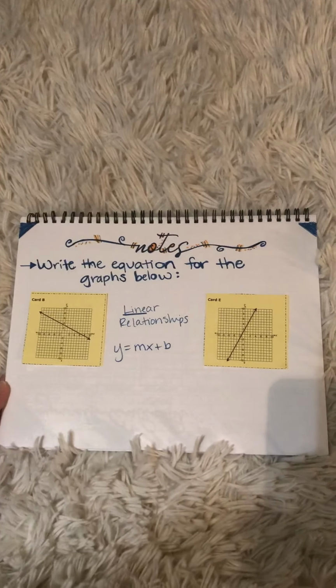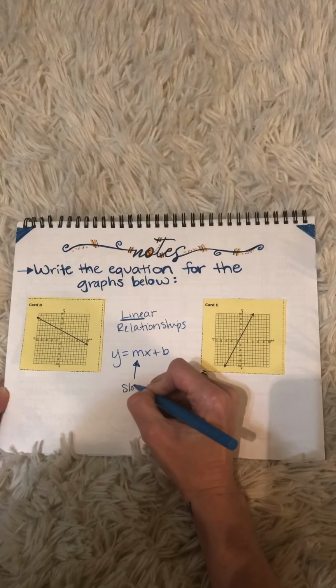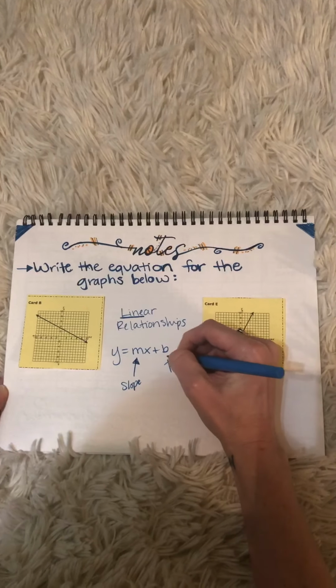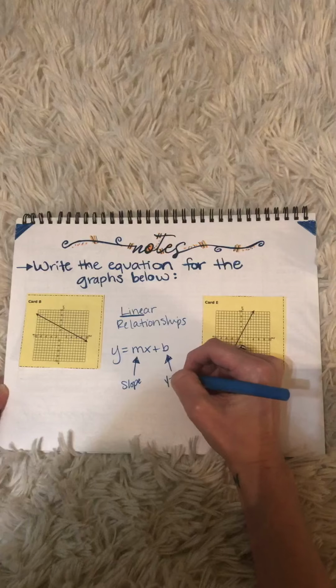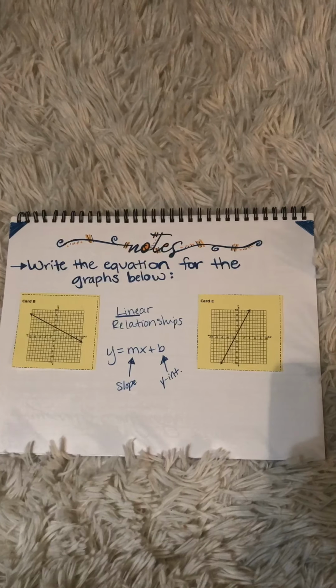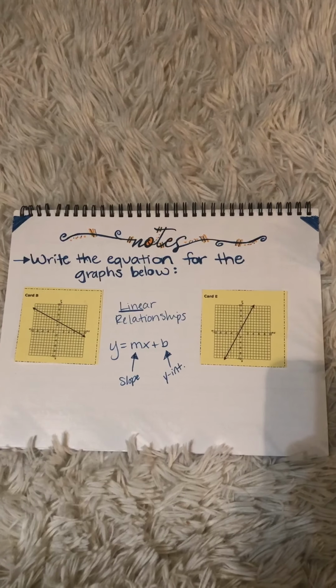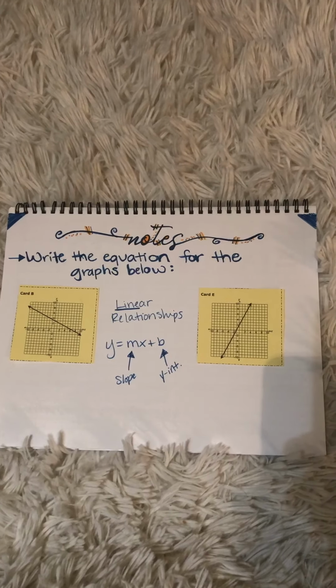I know you remember this. M stands for your slope. B stands for your y-intercept. Now let's go over those two things. The slope is how steep the line is, and the slope also determines if it's positive or negative.